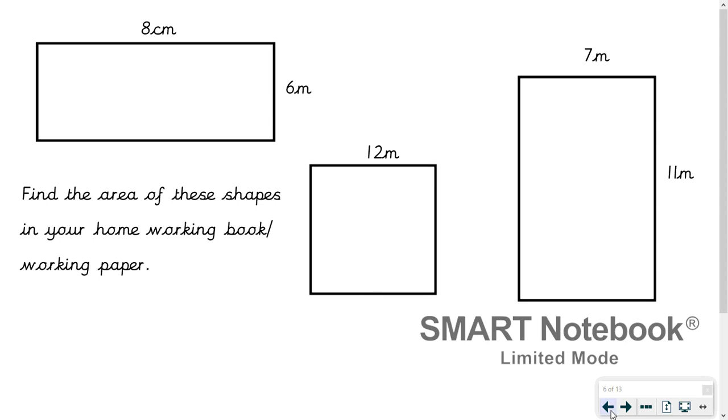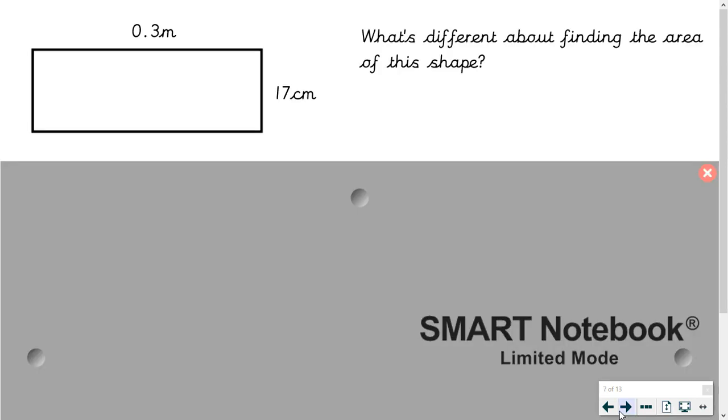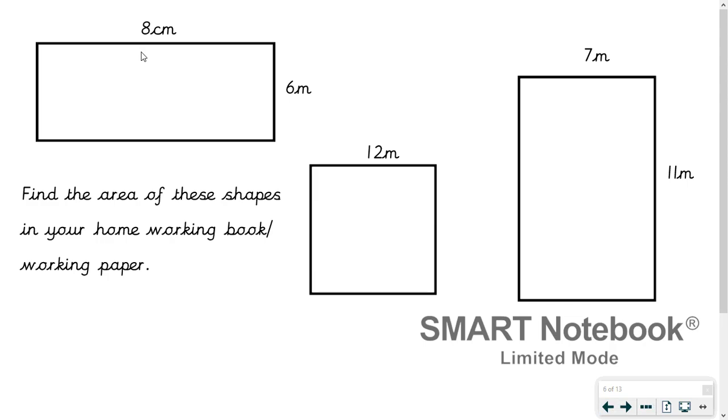Fabulous. So let's have a look at the answers. Let's work them out here. So 8 times 6. Well, 6 times 6 is 36. 7 times 6 is 42. 8 times 6 is 48. And we need to put 48.